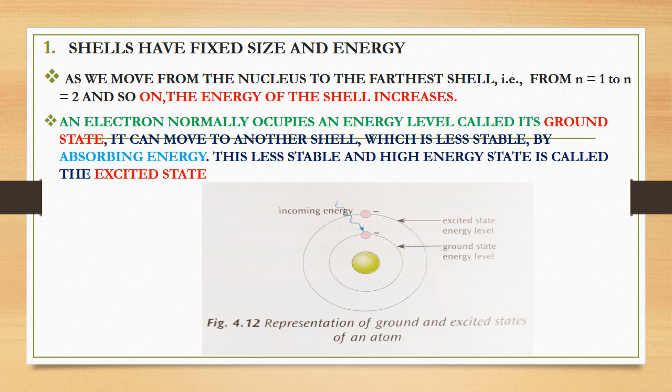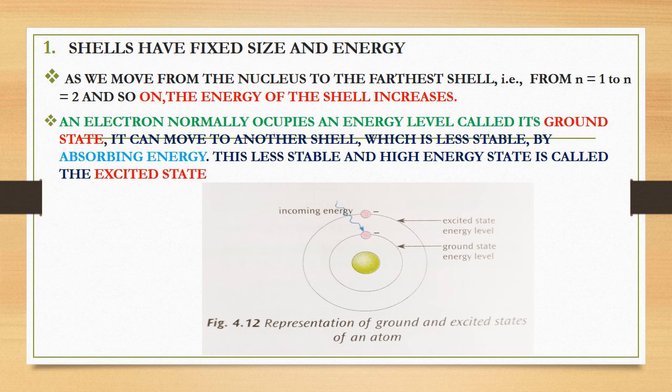Is that clear? So when the atom gains energy, the electrons get excited and then they jump from one energy level to the next higher energy level. And under that state, the atom is said to be in excited state. Have a look at figure 4.12. It is the representation of ground and excited state of an atom.